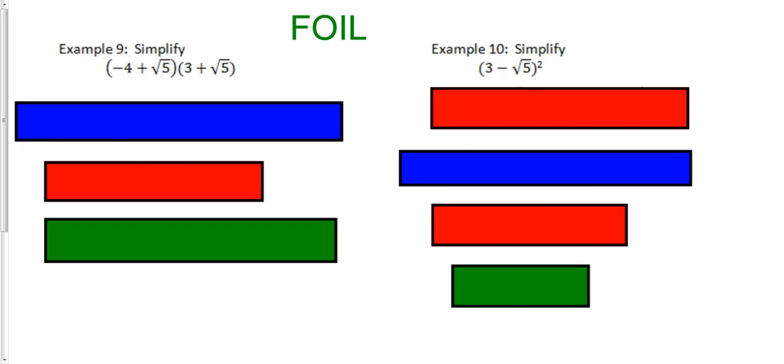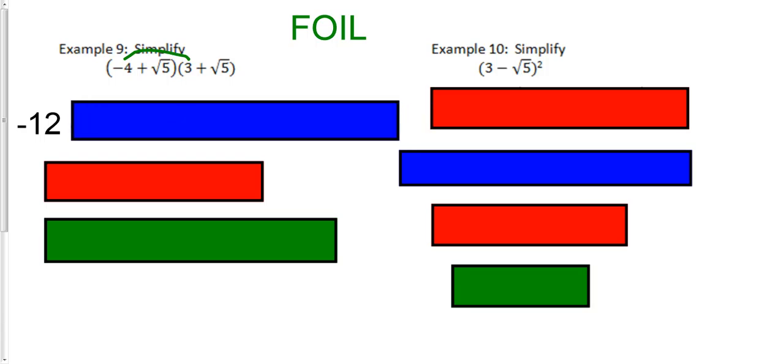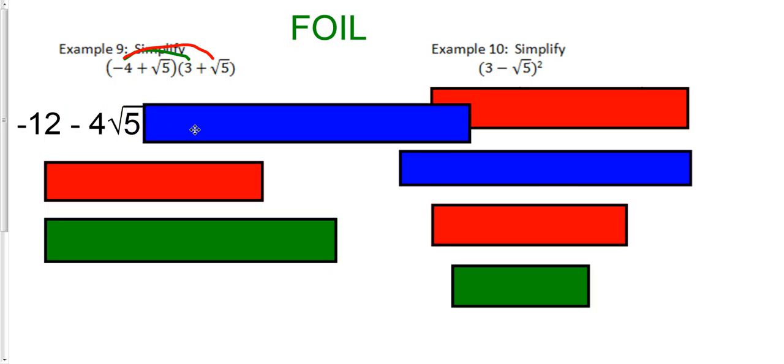And our last two examples. For example 9, we're going to simplify again. We're going to need to use our FOIL method like before. So negative 4 times 3 gives us a negative 12. Next we would do negative 4 times positive square root of 5. So it would be negative 4 square roots of 5.